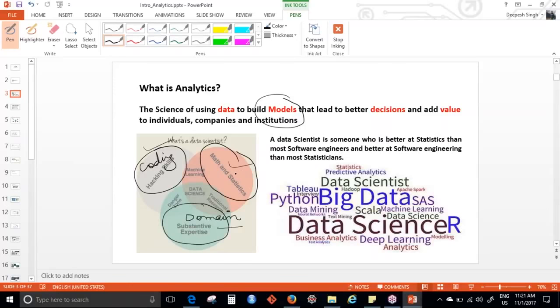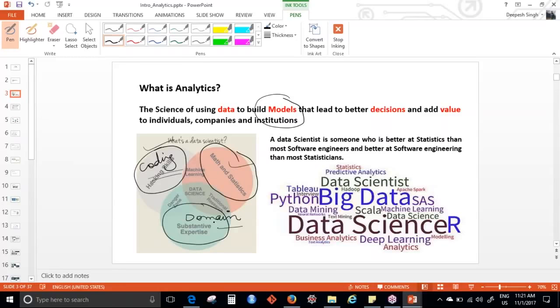Maths and stats parts, I think everybody has learned it. The same high school mathematics or graduation mathematics is learned by everybody. You might have forgotten that, so you need to refresh on the maths and stats. And if you don't know coding, you have to brush up on the coding part. The domain expertise you would already have in whatever domain you are working.